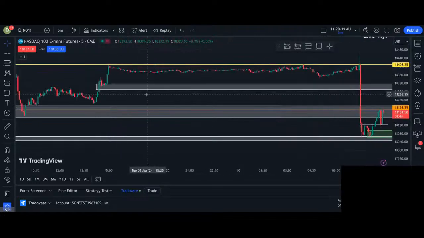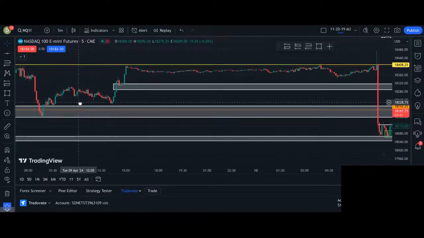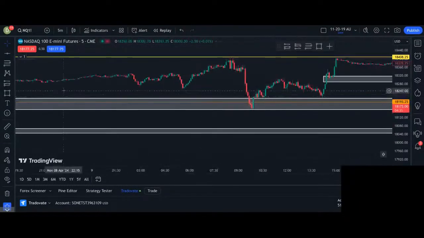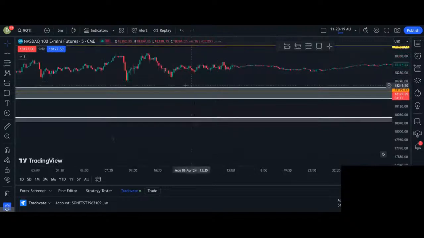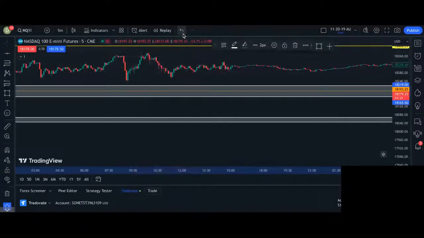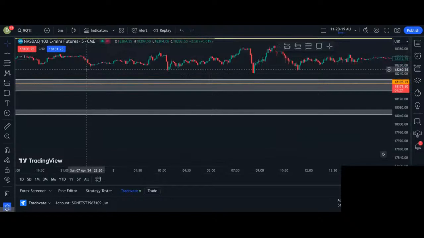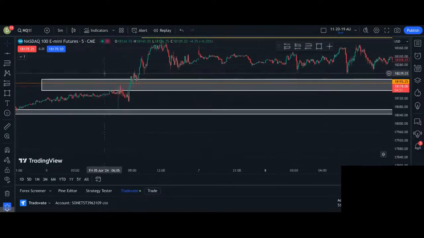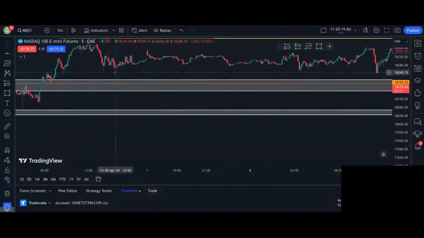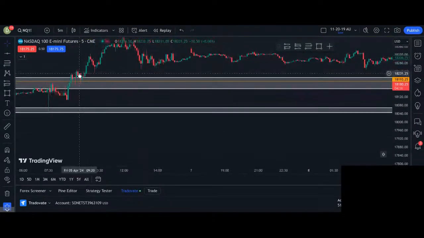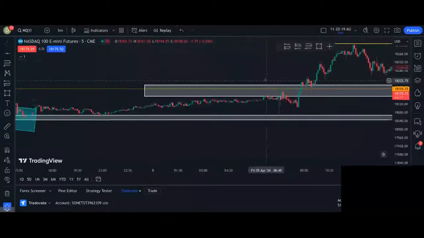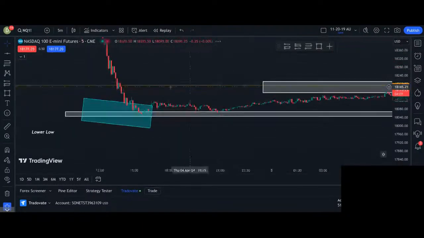See what it did back here. Yeah, see, price played around this area. That's why I didn't get in, because price definitely be playing around that line.